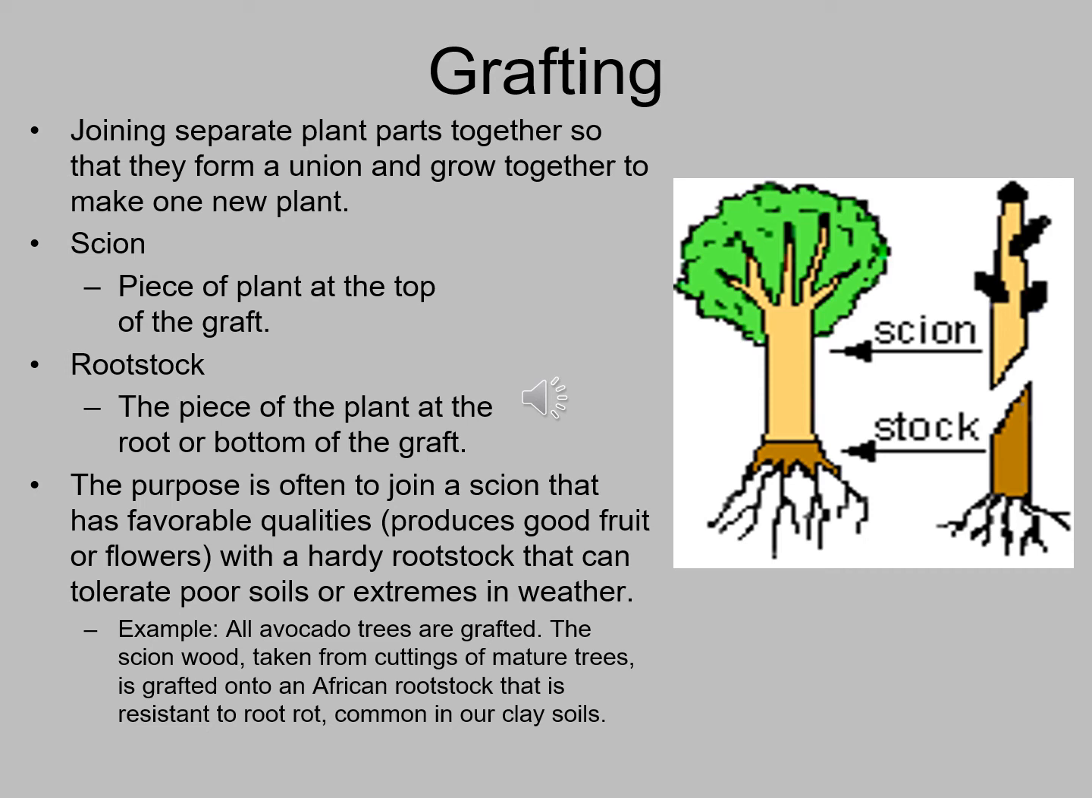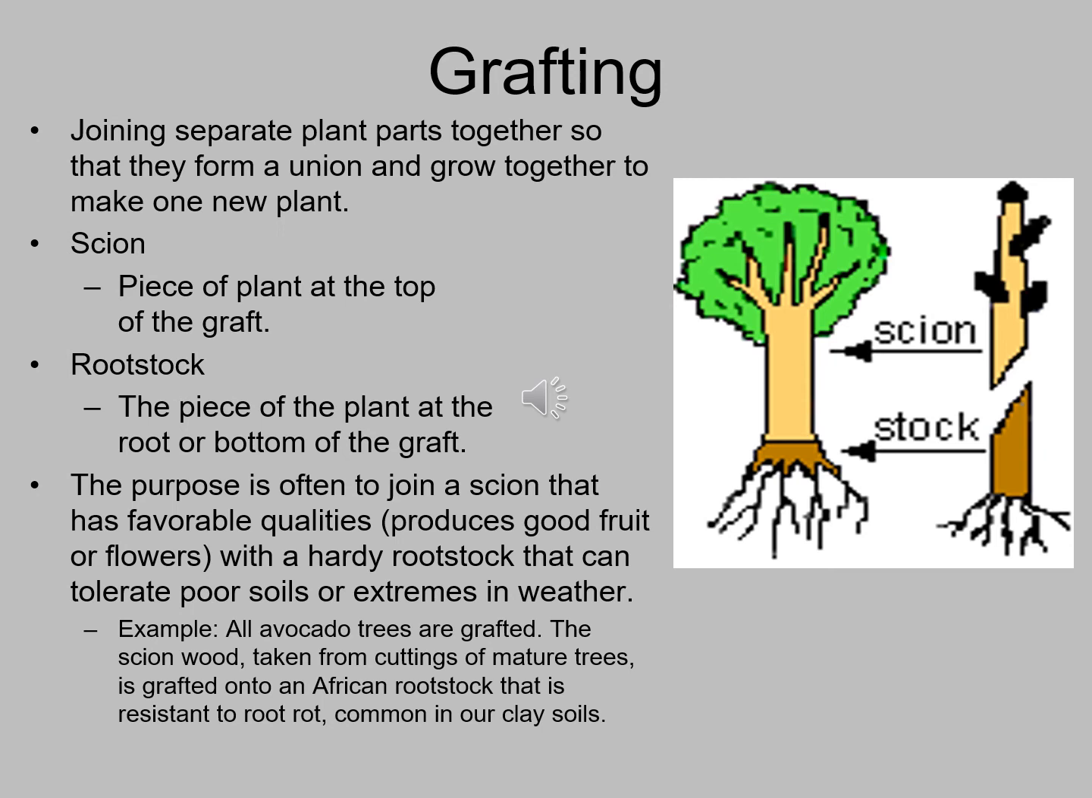So think about avocado trees. All of our avocados in the south coast here, they are all grafted. The rootstock is an African rootstock that is resistant to root rot, so it can handle heavier soils that aren't super well drained. We have more clay around here. And then the scion wood is the wood that you use in this graft that produces the kind of fruit that we want, Hass or bacon. There's a bunch of other, Fuerte is another avocado type.